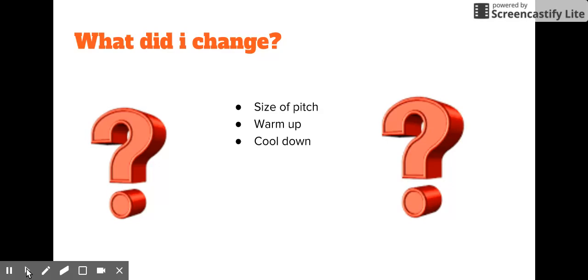So I changed those three things to make the session more fun, more engaging, more suitable. So my warm up didn't really go to plan. I didn't really want them to jog around the pitch when I actually got them together. So off the spot, I was like, I'm going to make them do this little square activity.